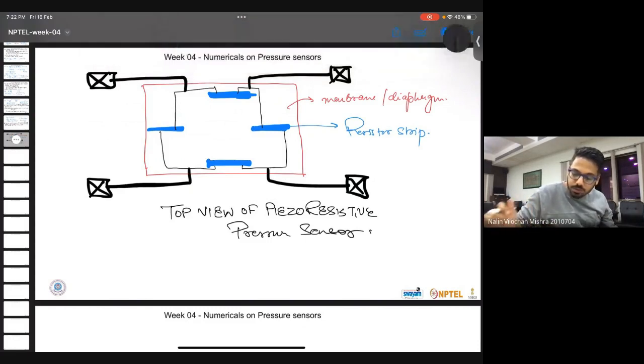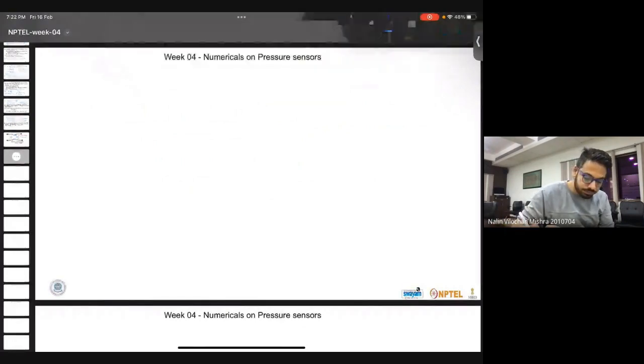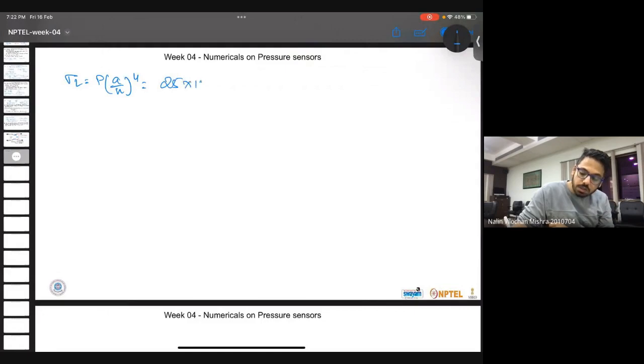The second part of this question was we need to calculate the output voltage. So sigma L can be calculated as this. It will come out to be 25 into 10 to the power 6 Pascal. Sigma T is related with Poisson's ratio, and it will be 5 megapascal.